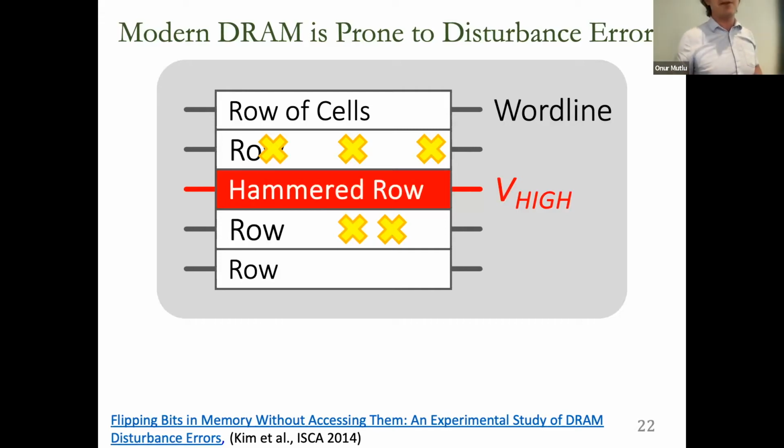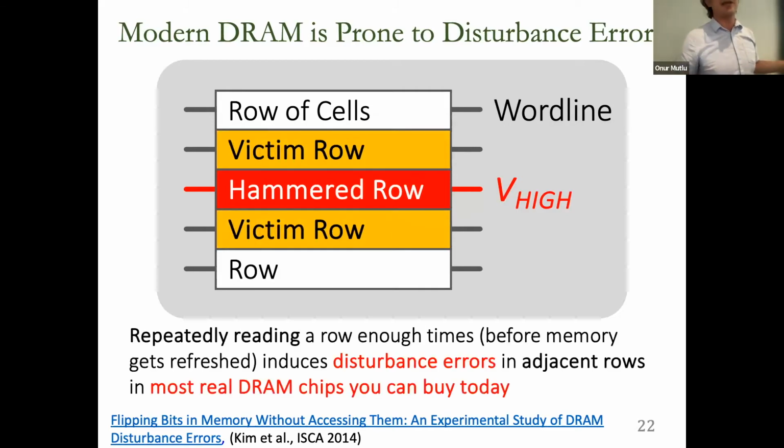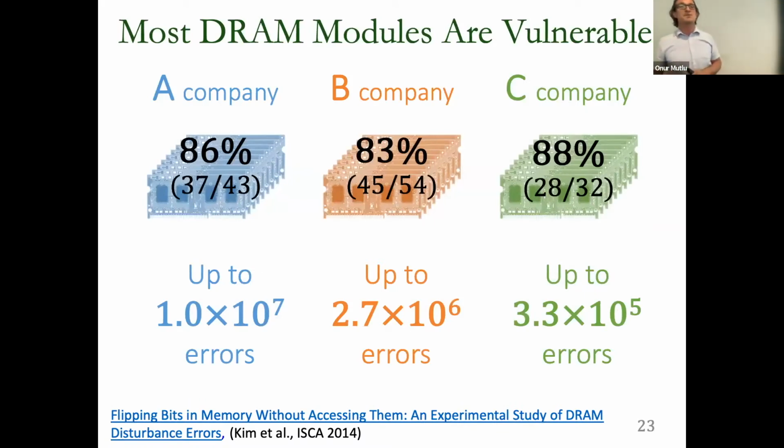We call this the hammered row. We call these the victim rows. And we show that more than 80% of the chips that are manufactured by 3 major manufacturers are vulnerable to this problem. There are only 3 major DRAM manufacturers in the world. There are some others that are interesting, but they're also vulnerable, by the way.